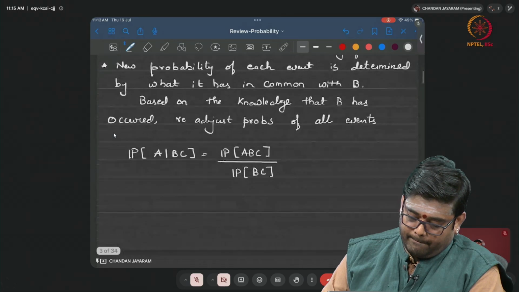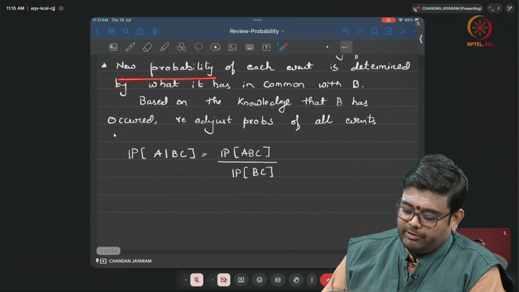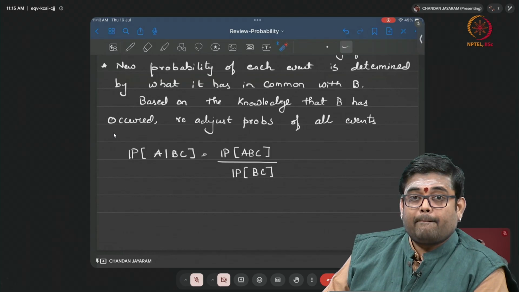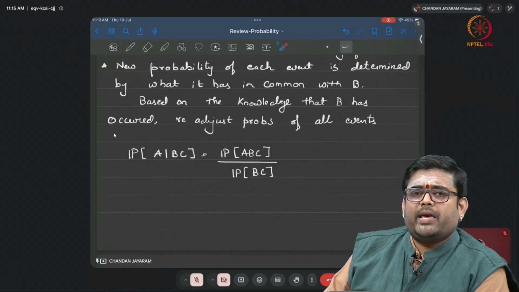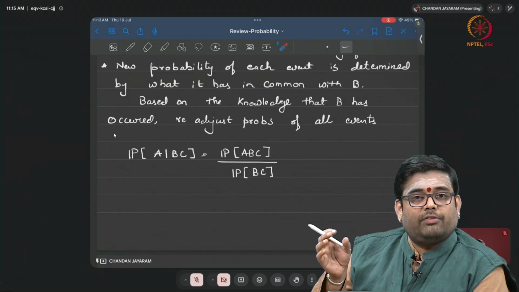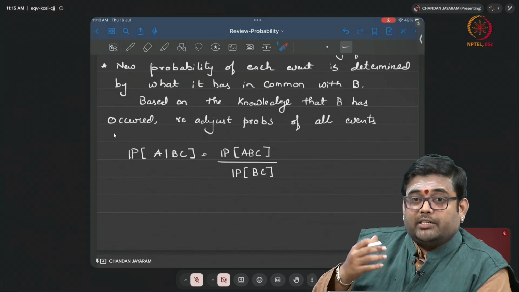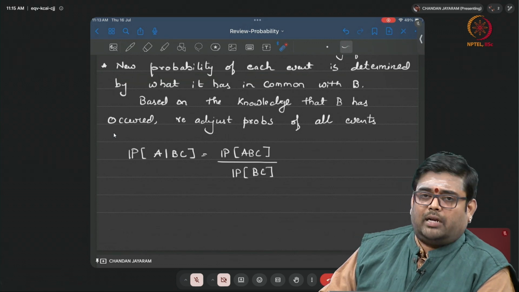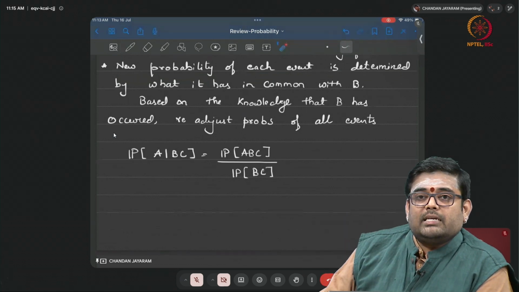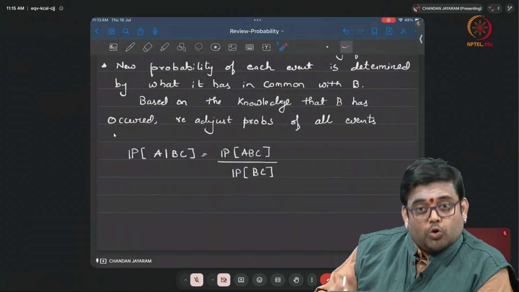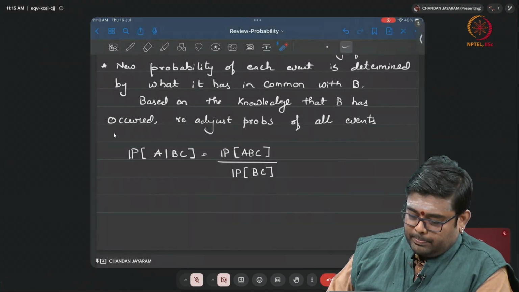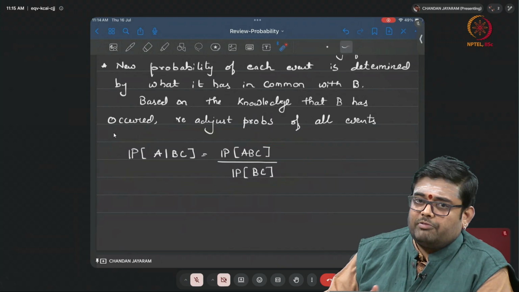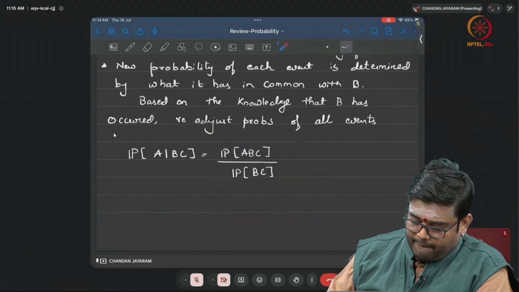So the new probability of each event is determined by what is common with B. You can think of it like this: based on the knowledge that B has already occurred, we adjust the probabilities of all the events. That is the reason why this is the new probability assignment. And the same thing can be extended for multiple events in a similar manner.